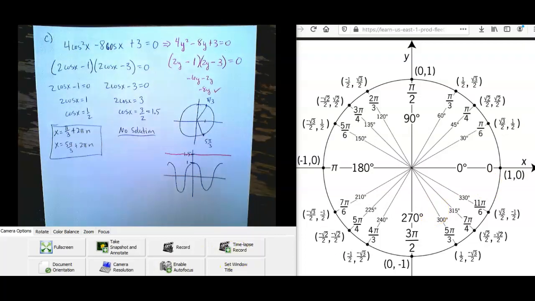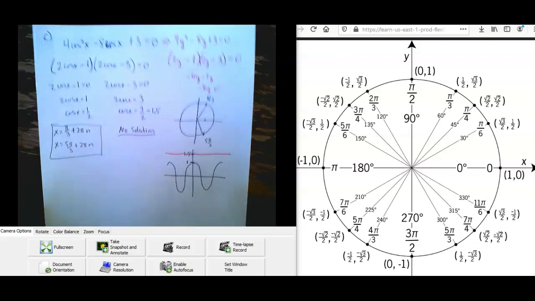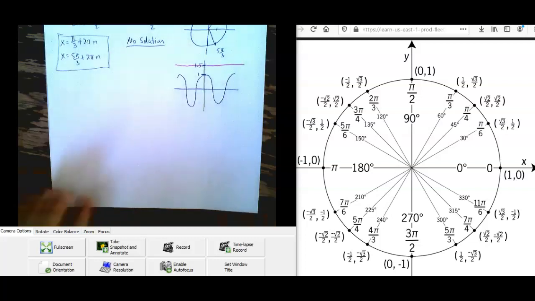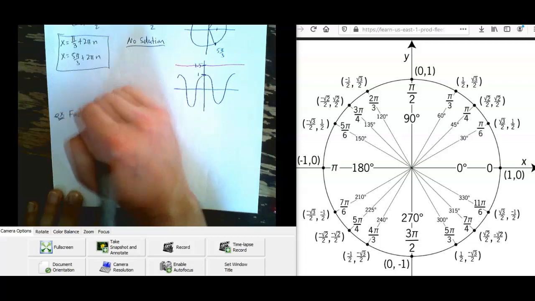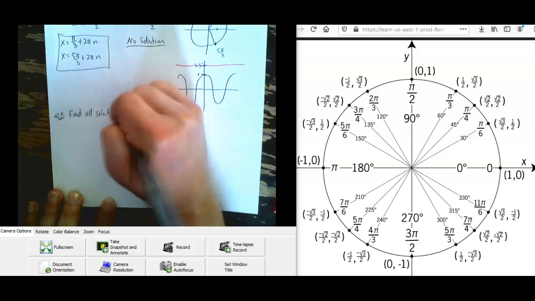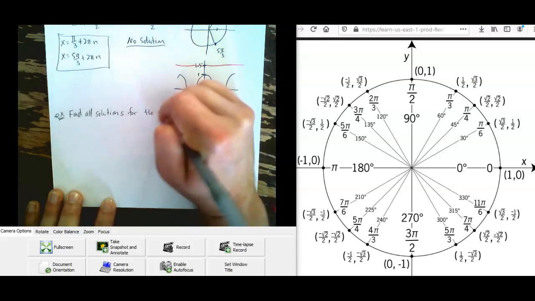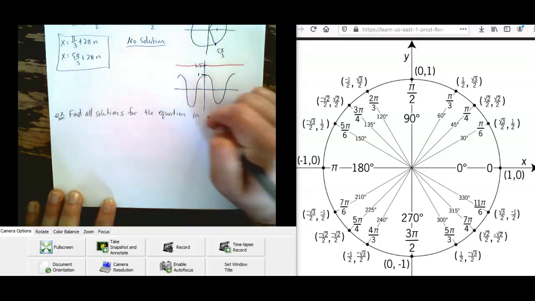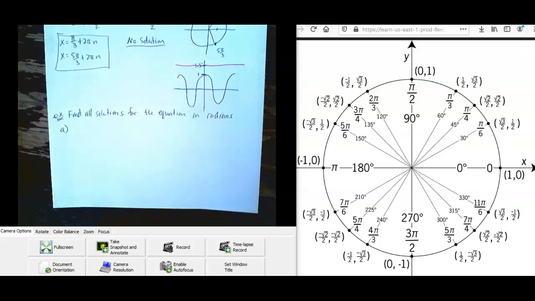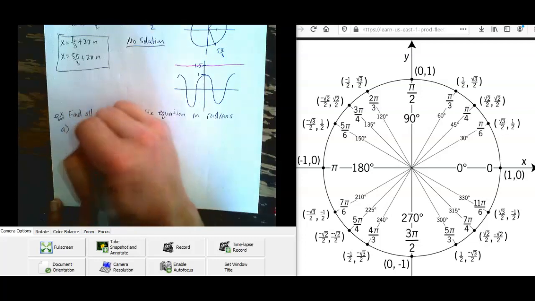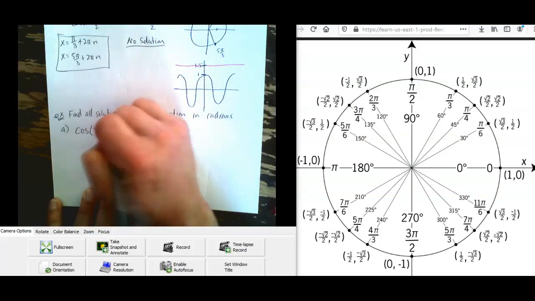Last up, we need to deal with, on occasion, there being a number inside with our x, okay? So how do we handle examples like this? Find all solutions for the equation in radians, let's say. So A, let's deal with cosine of 2x equals 1.